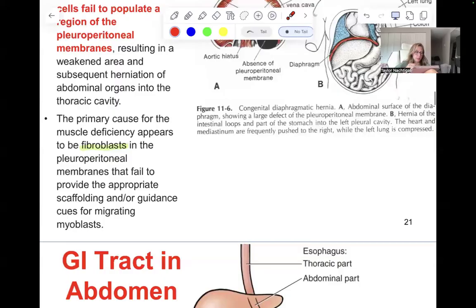The primary cause for the muscle deficiency appears to be the fibroblasts in the pleuroperitoneal membrane that fail to provide appropriate scaffolding or guidance cues for myoblasts.